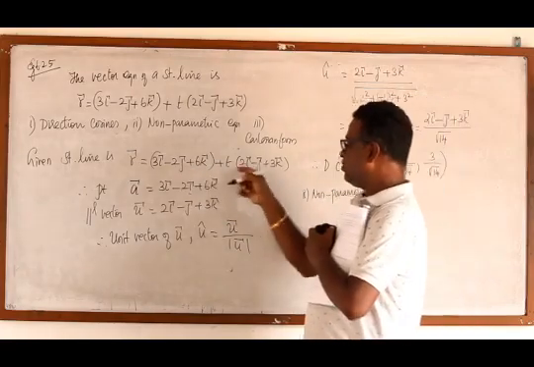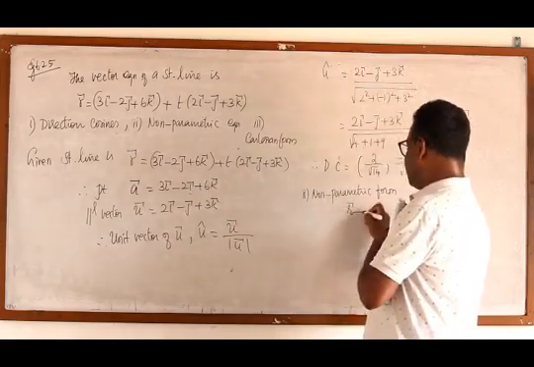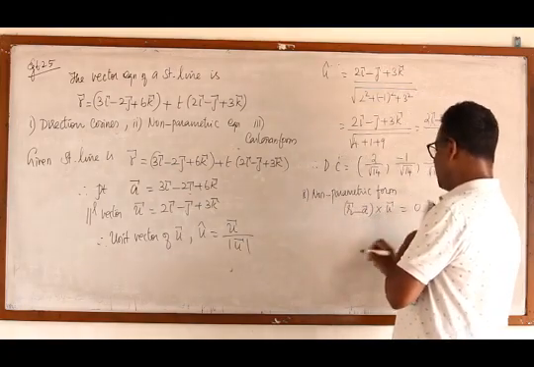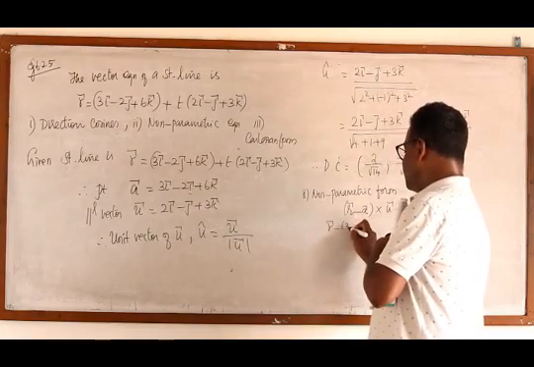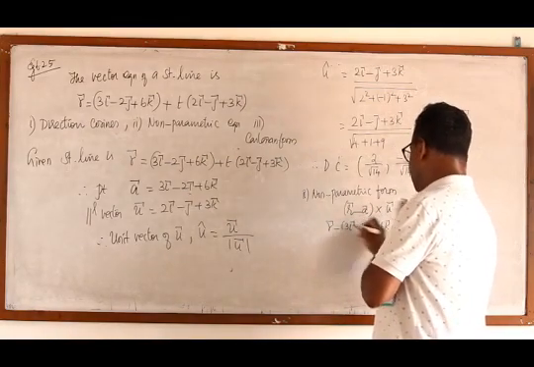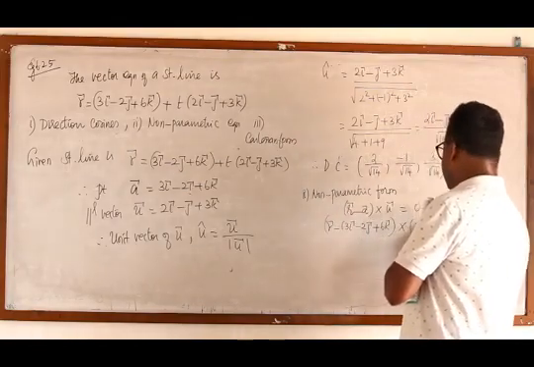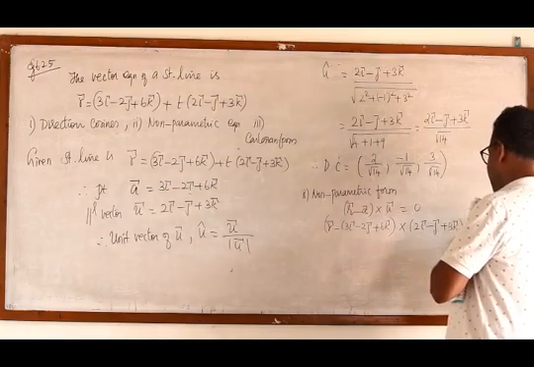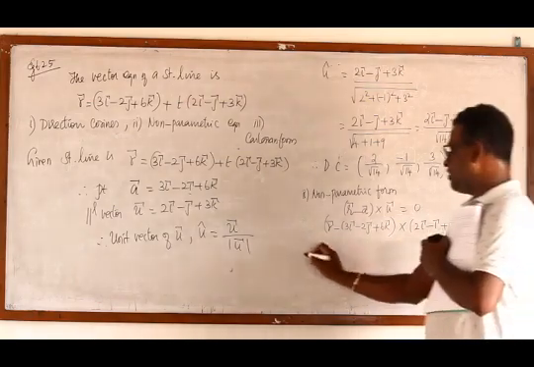Straightly, it is the vector form, so it is r minus a cross u vector equal to 0. That is r minus 3i minus 2j plus 6k cross u vector, which is 2i minus j plus 3k, equal to 0. This is the non-parametric form.